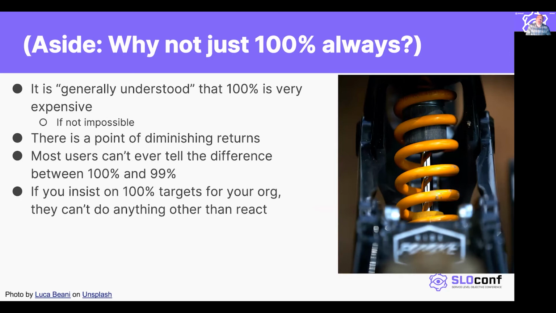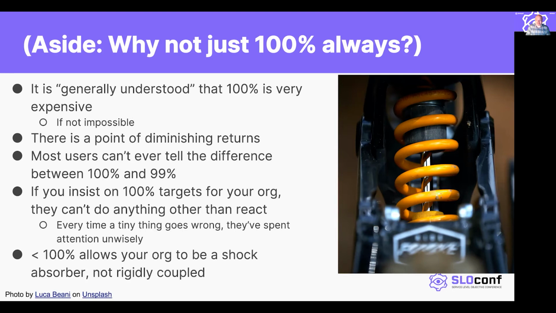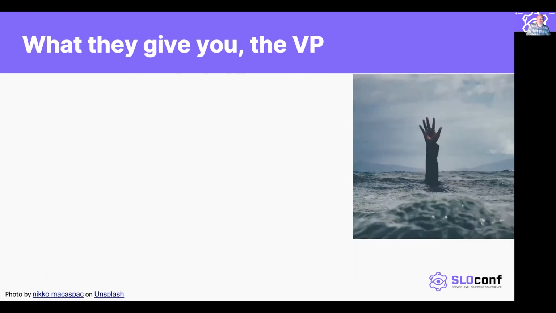But probably most crucially, from the point of view of somebody who's trying to steer an organization, if you insist on 100% targets for that organization with respect to availability in a service, they actually can't do anything other than react. Every time a tiny thing goes wrong, your org will end up spending attention unwisely, and it won't be able to make tomorrow better than today is. So a less than 100% target allows your org to be a shock absorber rather than rigidly coupled to the actions of this service. Now, what do SLOs give you?